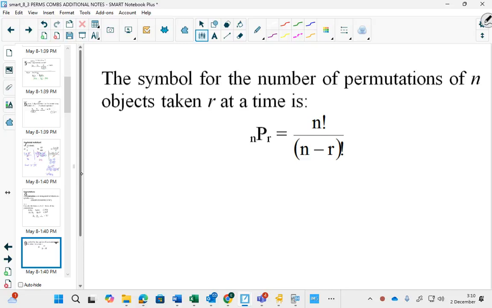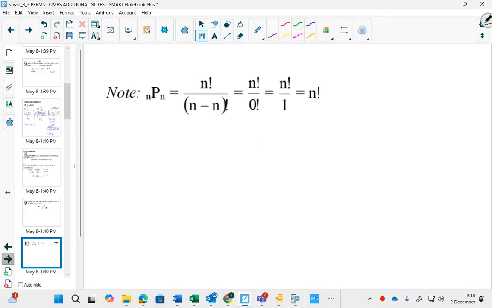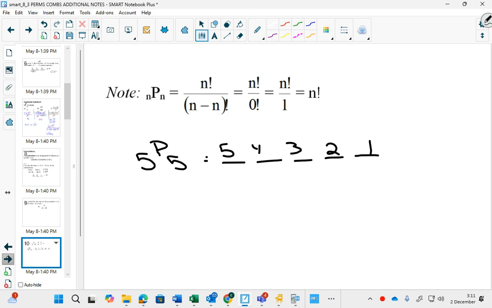And we have our permutations formula. But interestingly, note if I did 5P5, remember how the second number is the spaces? So 5 spaces, and the first one's the number you start with, so we go 5, then 4, then 3, then 2, then 1. Which is obviously 5 factorial.